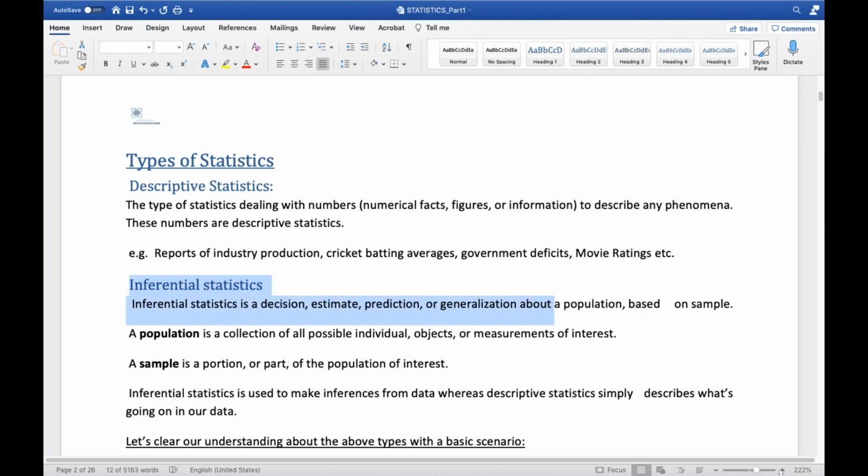Guys, are you following my point? Yes, sir. Yeah. Yes. Are you following my point? Yes, I am. Yeah, can you please tell me what is descriptive statistics?